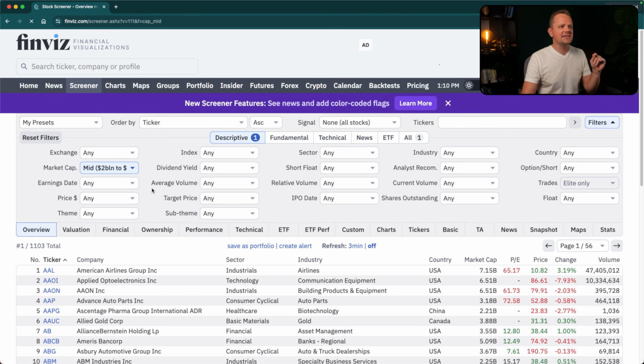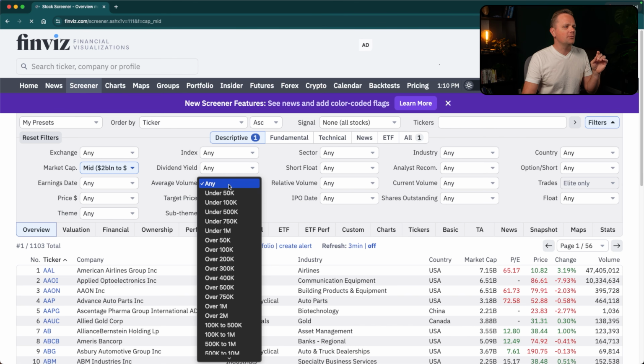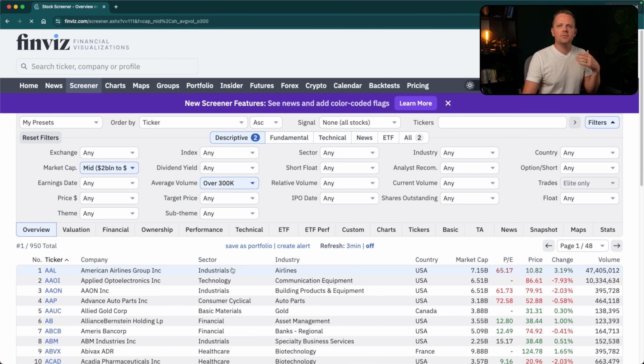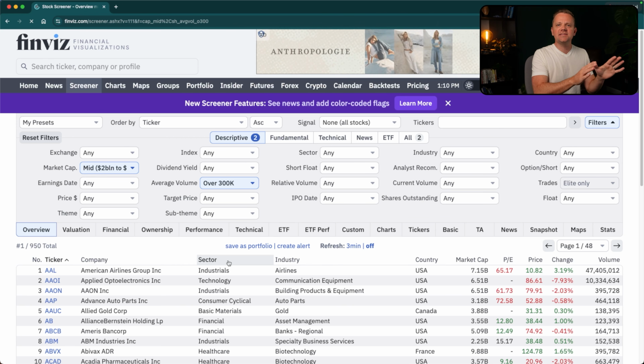Now, this one's important. The average volume, we want to make sure it's over 300,000 shares. This filters out any thin, illiquid stocks. So if the average volume is too low, you can get trapped in a position with nobody to sell to.